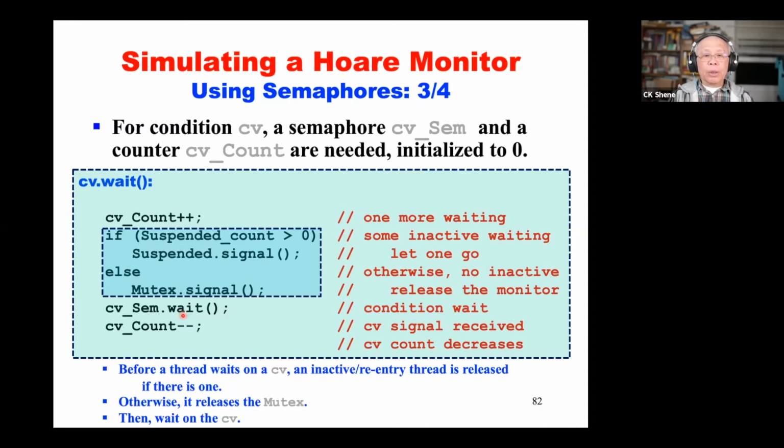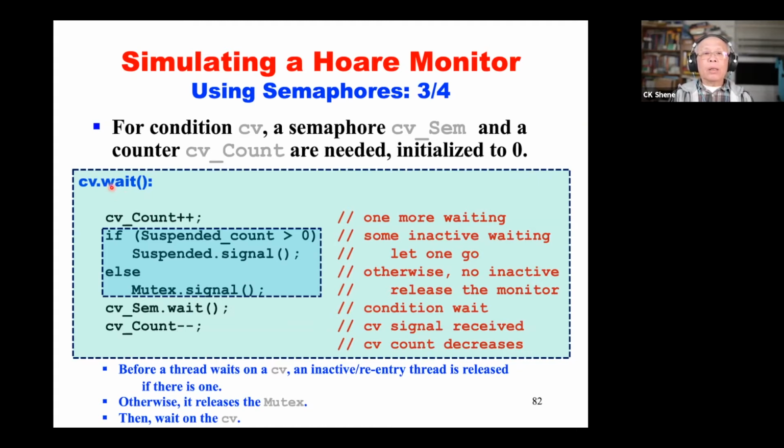After it is released from the semaphore, subtract 1 from it and get out. So let me quickly go through it. A thread that can call CV.wait means that thread is executing in a monitor, which also means that thread has the mutex or the baton.